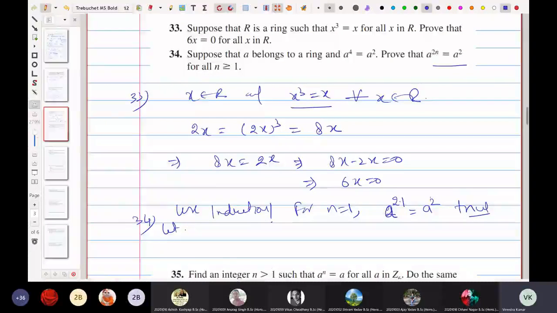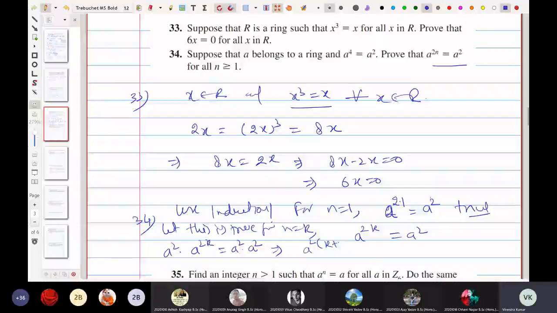Let this be true for n equals k also. This means that a to the power 2k equals a squared. Now we can multiply both sides by a squared: a to the power 2k times a to the power 2 equals a squared times a squared. On the left side we can take 2 common, and write a to the power 2(k plus 1), and this equals a to the power 4, that is 2 plus 2. And a to the power 4 is, as we have been given, equal to a squared. So this proves that this result is also true for n equals k plus 1.